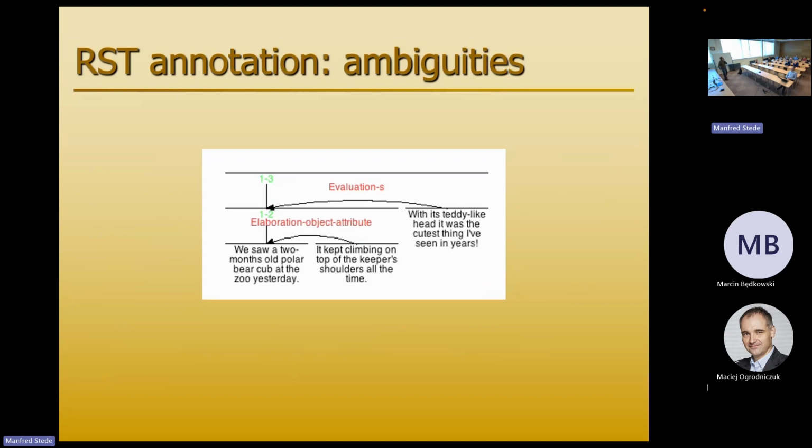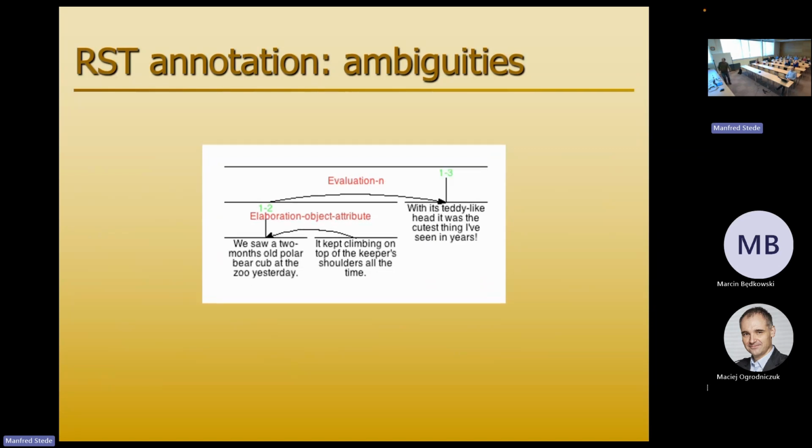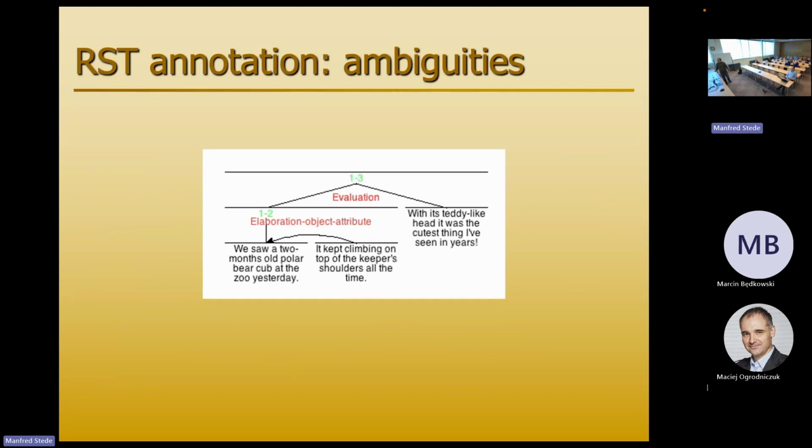It was the cutest thing I had seen in years. That's an evaluation, isn't it? Yes, I like this polar bear cub. So my analysis is we saw it and it did something, that's the elaboration, but then I want an evaluation here. Even though it's also an elaboration, yes, but my evaluation is one. So it's getting crazy. And we can have another evaluation relation which says the nucleus is the evaluation of the satellite. Last one, we can have a multi-nuclear evaluation in the English guidelines even. So it's a bit messy.